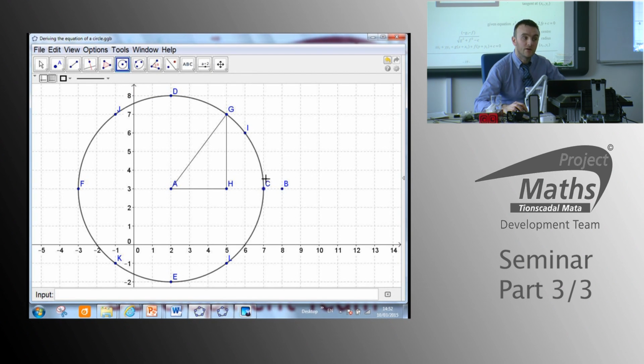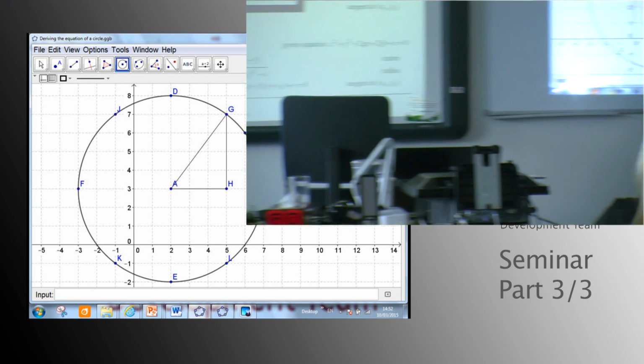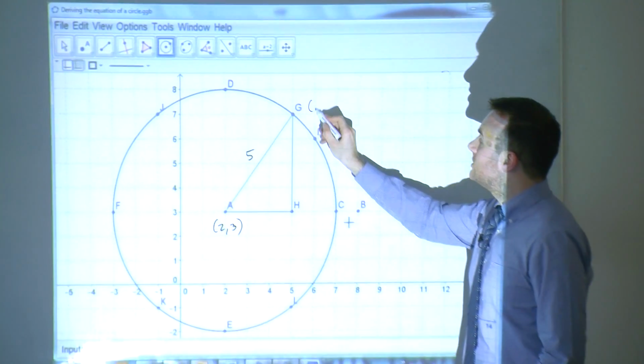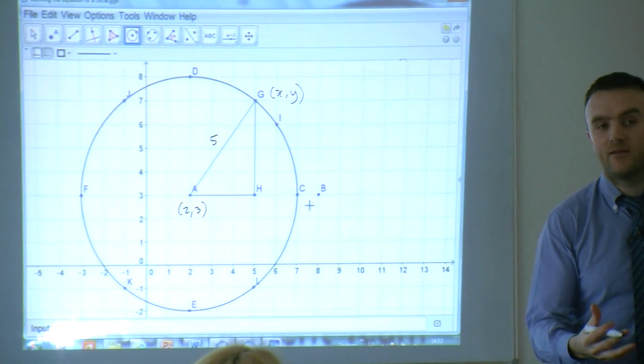Why isn't B on the circle? It doesn't satisfy Pythagoras' theorem. Or you can see its distance to the centre is more than 5. How do you get to the general case then? Because what this teacher did in class was, she said the centre is 2, 3. The radius is 5. And she used the general case here, which is the algebra coming in again.